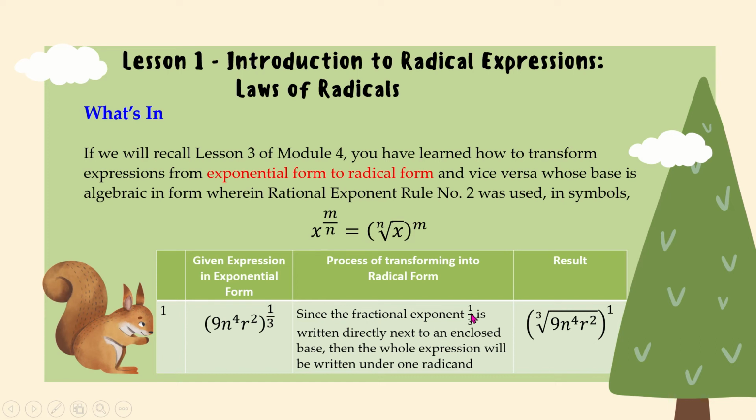Since the fractional exponent 1/3 is written directly next to an enclosed base, then the whole expression will be written under one radicand. So the radical symbol comes first in the result. What is inside the radical symbol is the whole expression enclosed in parentheses, which is 9 exponent 4 raised to exponent 2. Then the exponent 1/3: we distribute it as the exponent outside the parentheses, which is the numerator 1, and the denominator 3 serves as the index.